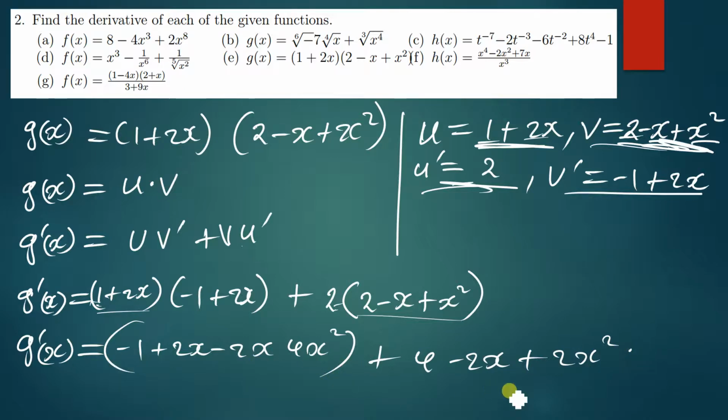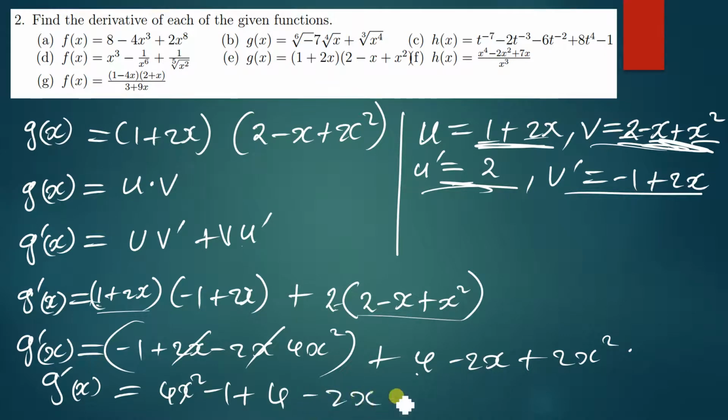So here it's just a matter of simplifying. You get the like terms, you put them together. When you get the like terms, this and that will cancel. I mean, they'll subtract, they'll give you a 0. So you have 4x squared minus 1. Then this part, we say plus 4. Then negative 2x there. Then you have positive 2x squared. So this is what you have.